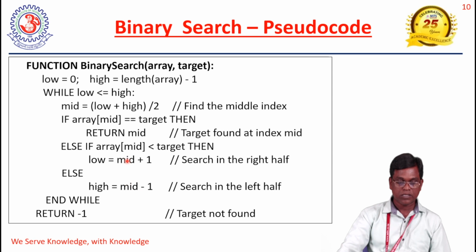Once this process is completed, the process will be repeated with the new low value and high value. This process will be repeated until the target element is found in the given list of elements. Suppose the given target element is not found in the list, then finally it will come out of this iterative statement. So it will return -1. As we said already, if you are returning -1, that is an unsuccessful search, and it indicates that the target value is not available in this particular list.